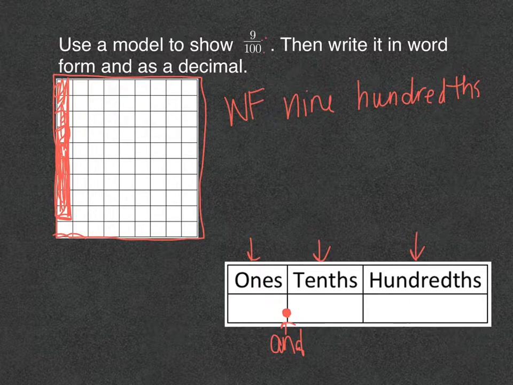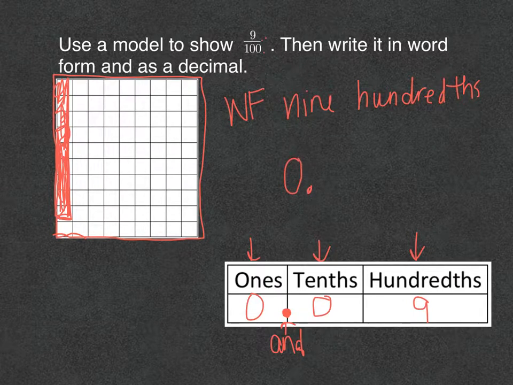Okay, so do I have any tenths colored in? Do I have any whole sticks, any whole lines, tens? Do I have any tenths covered in? No, I don't. So I have 0 tenths. I have 0 ones. But I do have 9 hundredths. Okay, so to write this fraction as a decimal, it is 0 and, I have to get my other 0 in there, 9 hundredths. So this is decimal form.